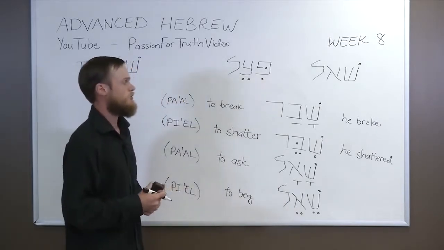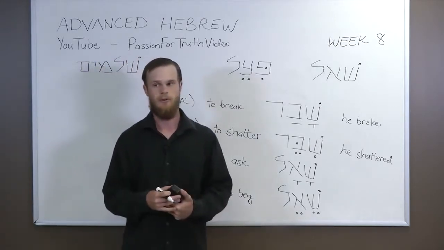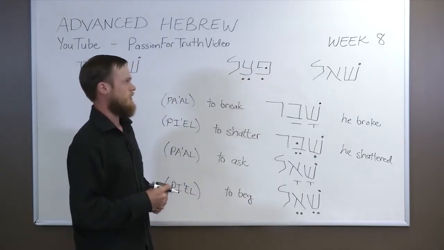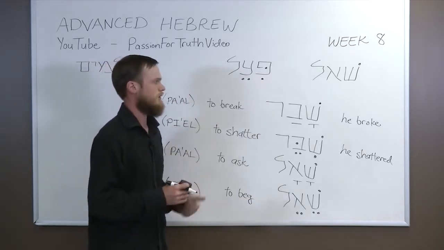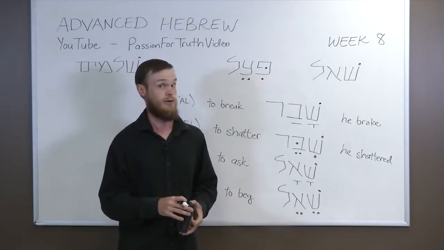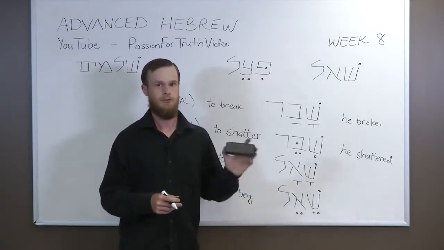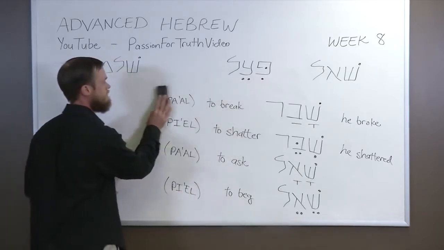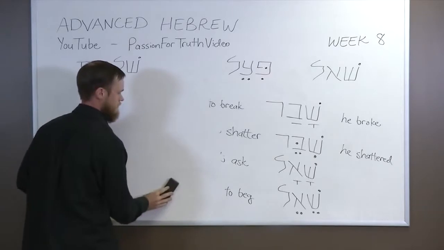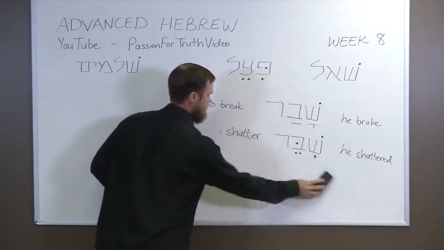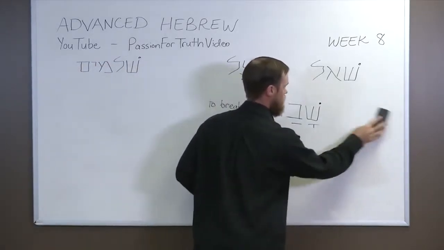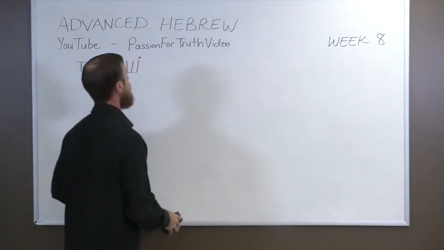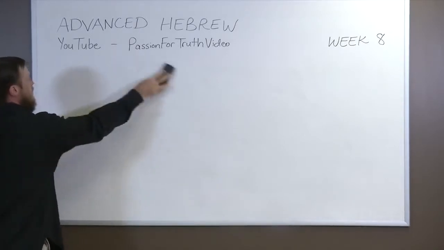Pa'al and PL are the most common binyanim that you're going to encounter, but you'll encounter all 7. But yes, these are definitely the most common ones, and in the verses we're going to look up next class, you'll see both of them. So that's why I'm introducing it now. Okay.